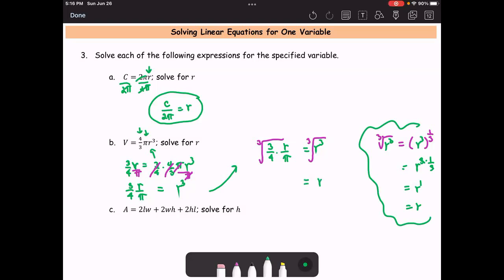So the right-hand side is r. The left-hand side becomes the cube root of 3 times V divided by 4 pi.